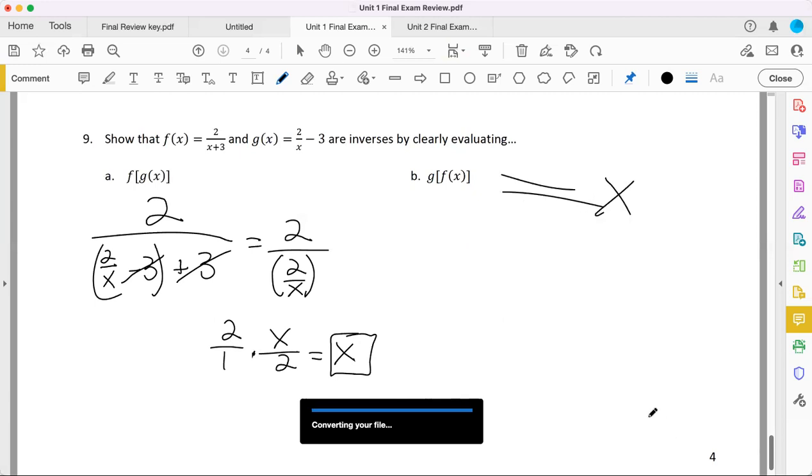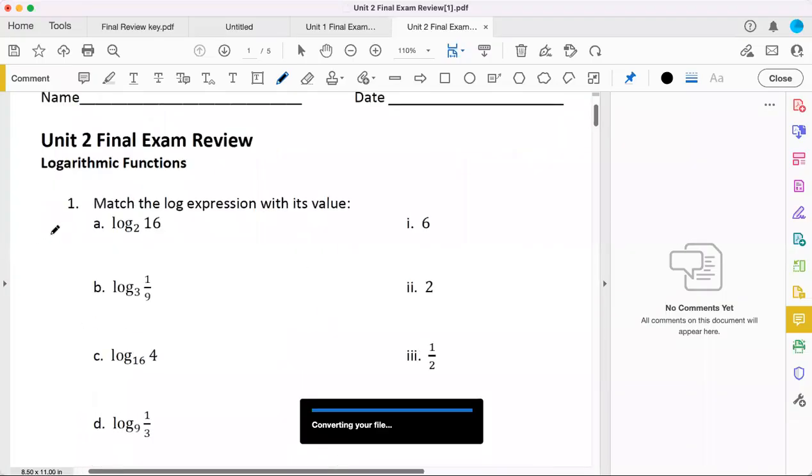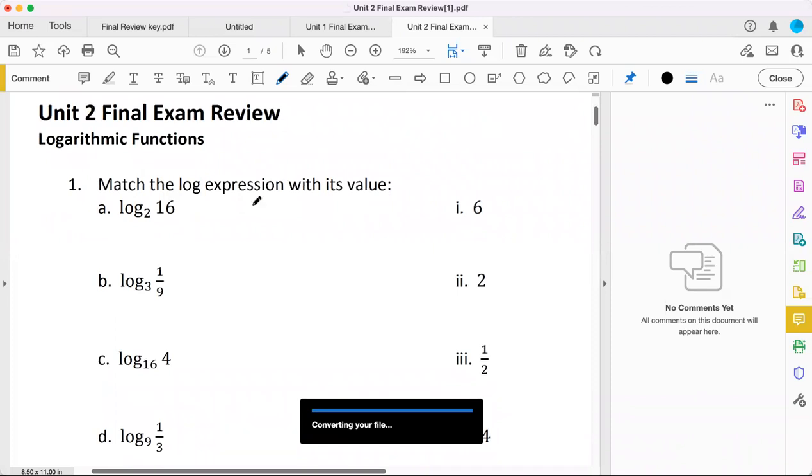Unit 1, done. Cool. Unit 2, how are you? Logs, we're back to the 4th power.